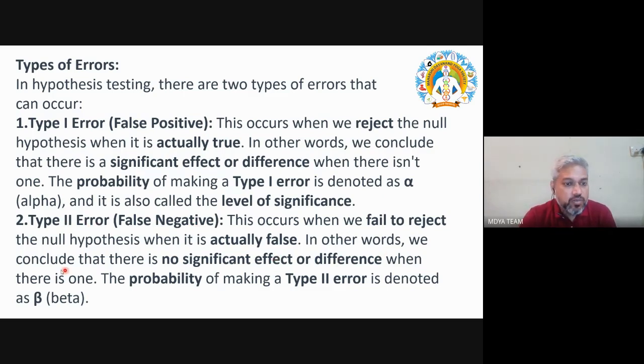In other words, we conclude that there is no significant effect or difference when there is one. So the probability of making a type 2 error is denoted by beta. So type 1 error is alpha, type 2 error is beta. Type 1 error is a false positive, type 2 error is a false negative. Alpha is also called the level of significance.